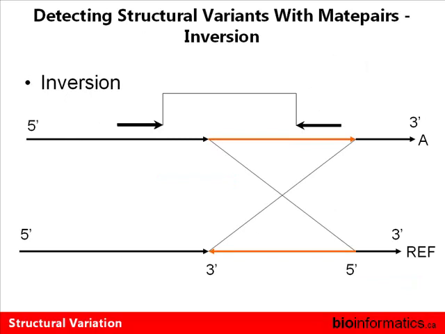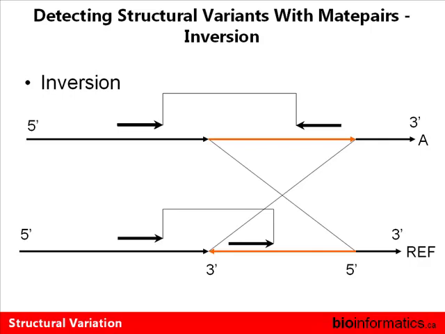Similarly, you can define the same rules for inversions, although it will become a little bit trickier. So imagine that there's a mate pair which maps into an inverted region. This is how it will map to the reference. Notice that the orientation will be wrong for the second read. But what about the distance between them?